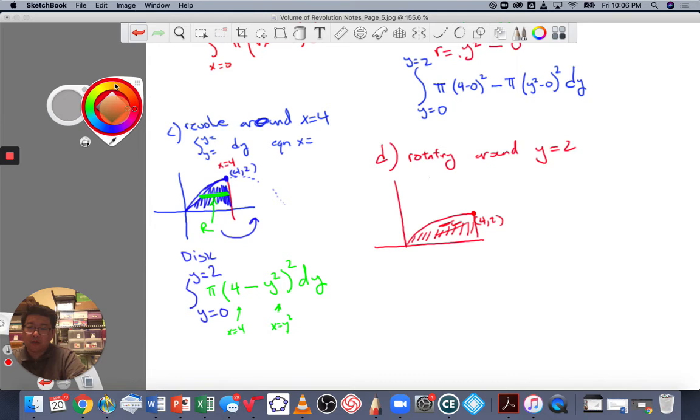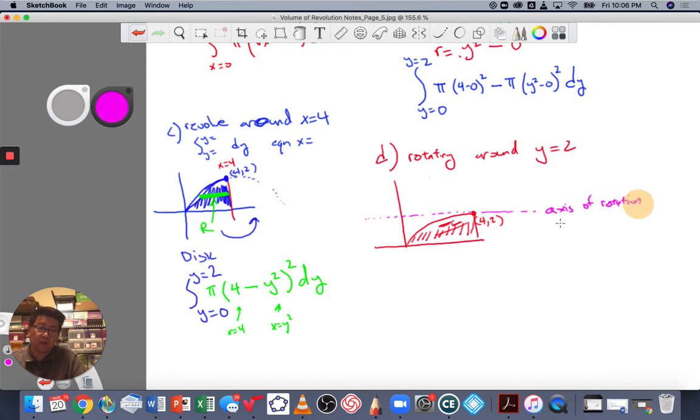Now, the axis of rotation is actually this guy right here. Okay, your axis of rotation, y equals 2. What does my shape look like then? If I revolve this around this line, you'll get something like that. And you can kind of see that there's going to be this empty gap right here when you revolve around this line. And so you're going to use the washer method.